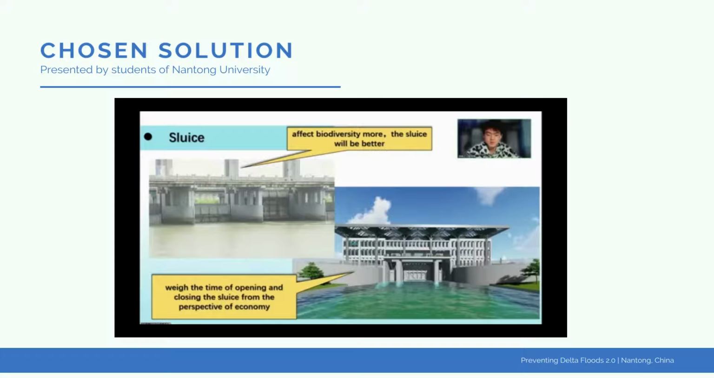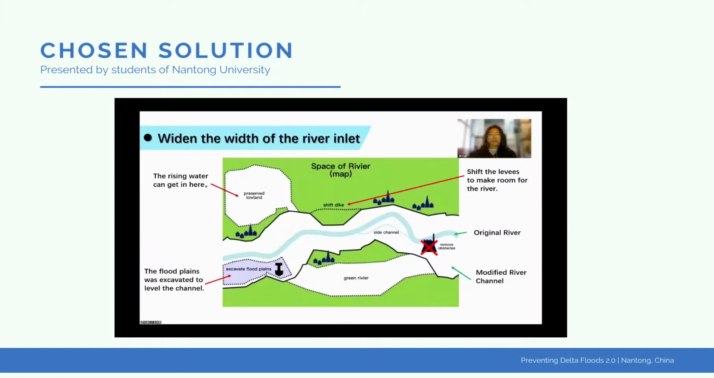The sluice should not be closed all the time because of the rise of sea level. Because we have many large ports, we should weigh the time of opening and closing the sluice from the perspective of economy, so that we can protect our own safety and promote economic development.